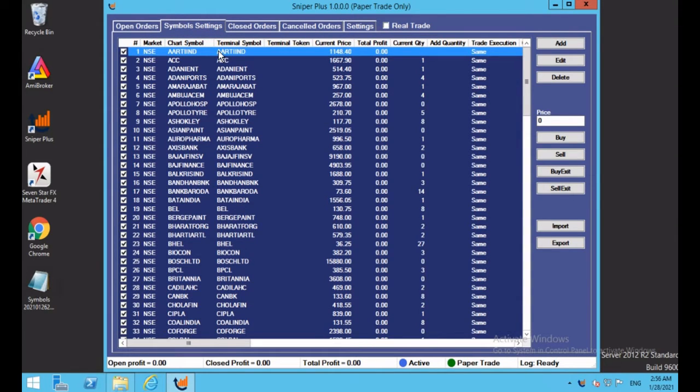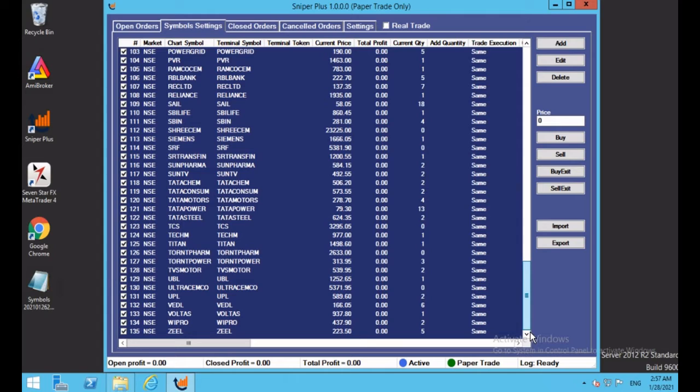Auto quantity is applicable only for NSE, to automate the quantity. For example, if you have 1 lakh or 10,000 in your trading account and you have multiple symbols, up to 300-400 symbols. Currently I have added only 135 symbols in the symbol settings. Depending upon the capital, the quantity will be taken automatically. That is called auto quantity.